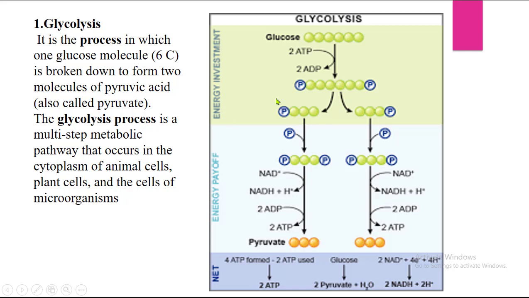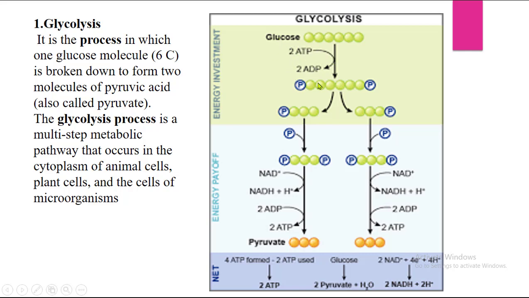Energy investment: when a glucose molecule enters the cytoplasm of a cell, there are a series of reactions, but I have chosen this diagram because it is very direct and simple to understand at your level. So when glucose enters the cytoplasm, it utilizes energy. Two ATP molecules are invested. This is the energy investment phase, because instead of producing energy, in order to be broken down, this glucose first invests energy.